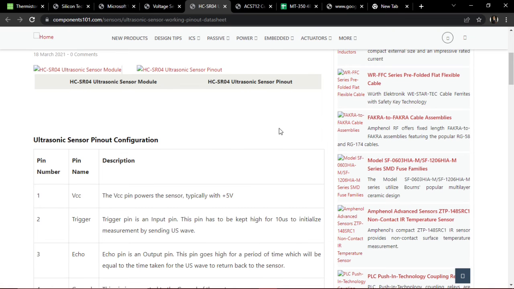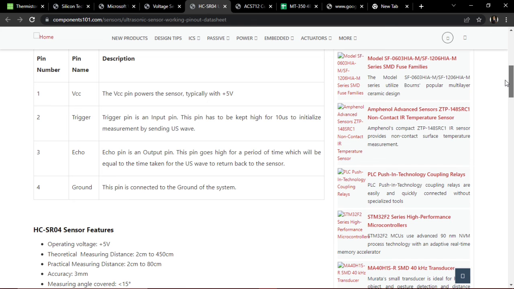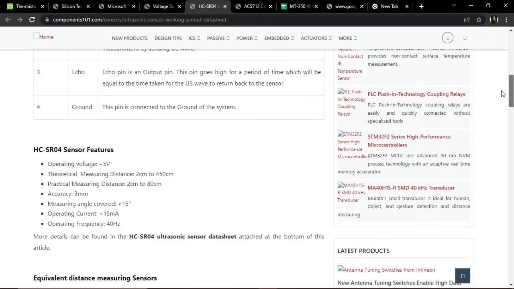Hello again, sir. The sixth sensor that I will be using is the ultrasonic sensor. It is used to measure ultrasonic distance. So the configuration pinout of the ultrasonic sensor is like this: VCC, trigger, echo, and ground. Then we have its sensor features.